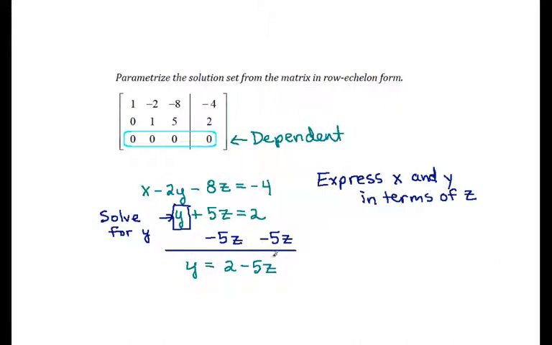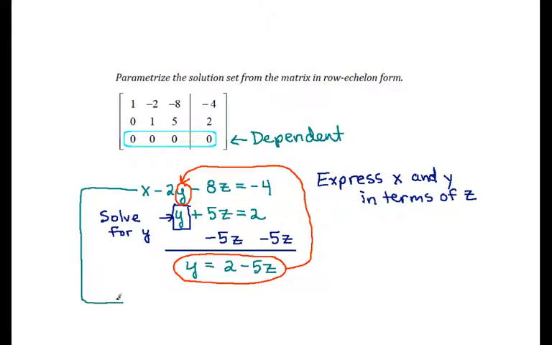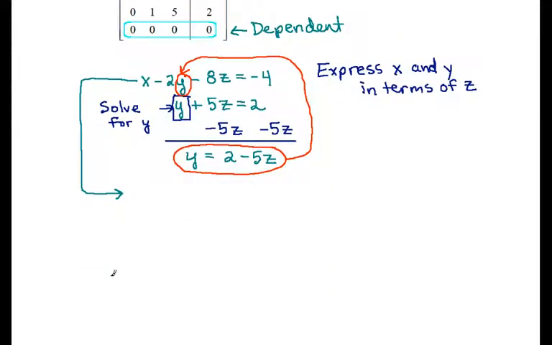Now I'm ready to take this and substitute it into the original equation just like I would if I had a number to plug in, but instead I'm plugging in a variable expression. So that this whole equation now becomes x minus 2 times y, but y in this case is 2 minus 5z. I have to put it in parentheses. Since y is multiplied by 2, really this whole expression needs to get multiplied by 2. And then keep the rest of the equation as it was.